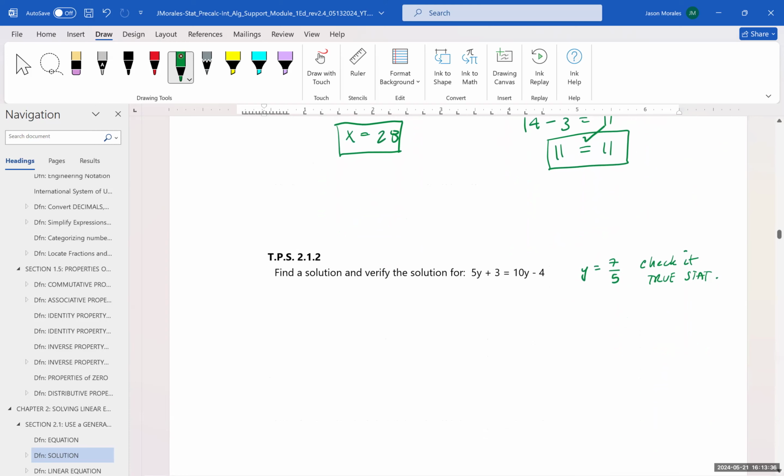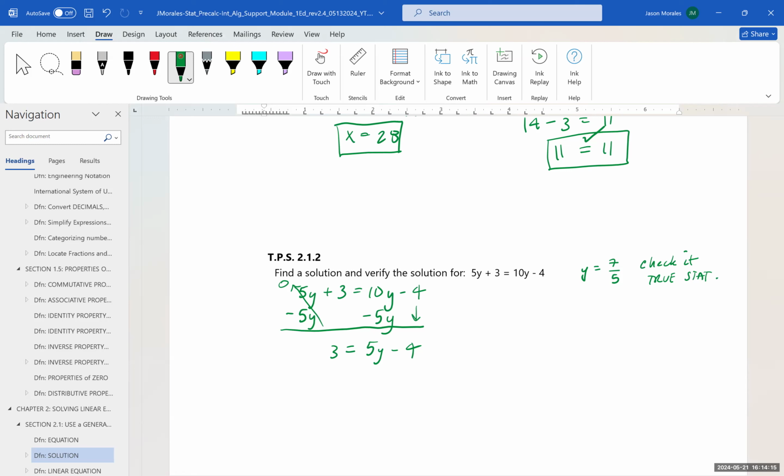So now let's look at the next one. This one is 5y plus 3 equals 10y minus 4. So we want to combine like terms. Let's subtract 5y from both sides. So that will add up to 0. So we've got 3 is equal to 10y minus 5y, which is just 5y. And then we're just carrying down this minus 4.